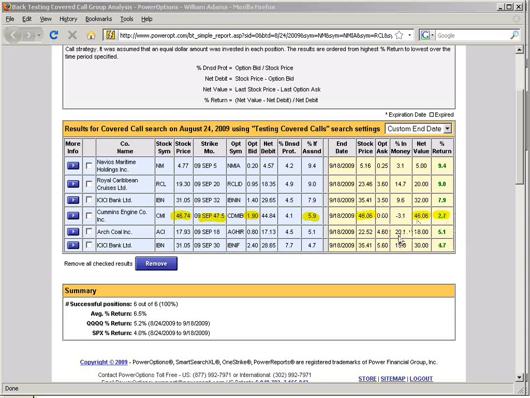We didn't get the full return if assigned, even though that position ended up being profitable. But we still had some good results. Now, in this scenario, as I mentioned, it's easy to see for ICI Bank, we opened the stock at 31.05. We were looking at the September 30 and the September 32 call, the 2 covered call combinations.